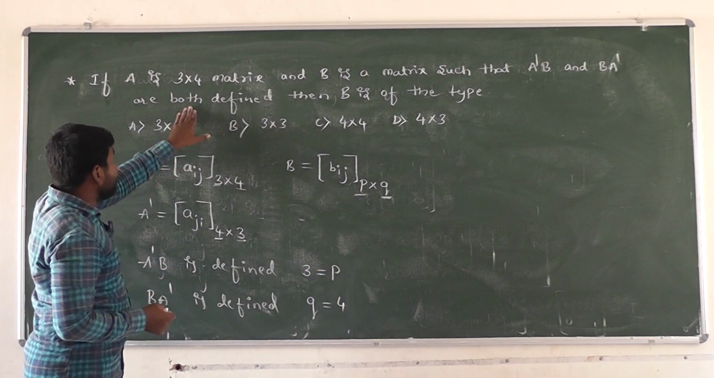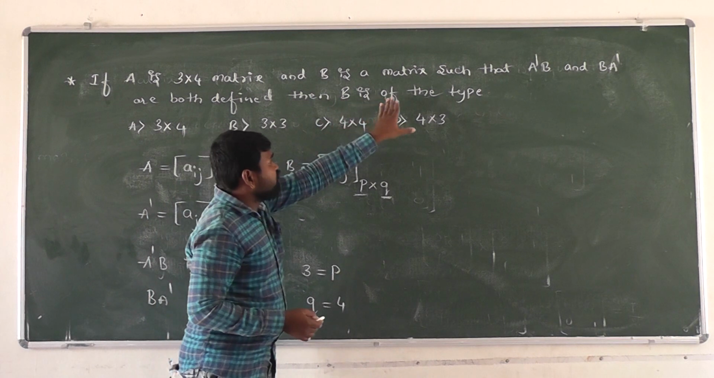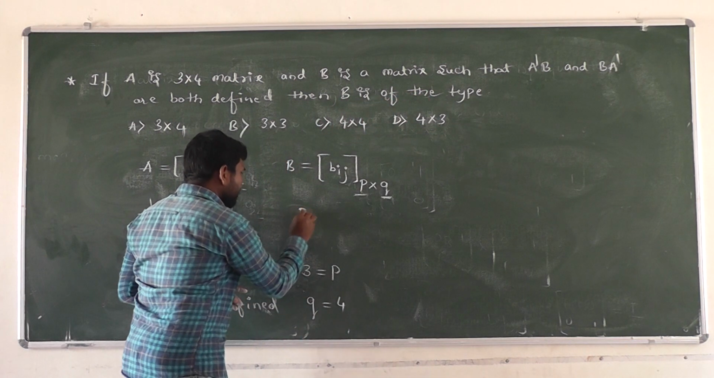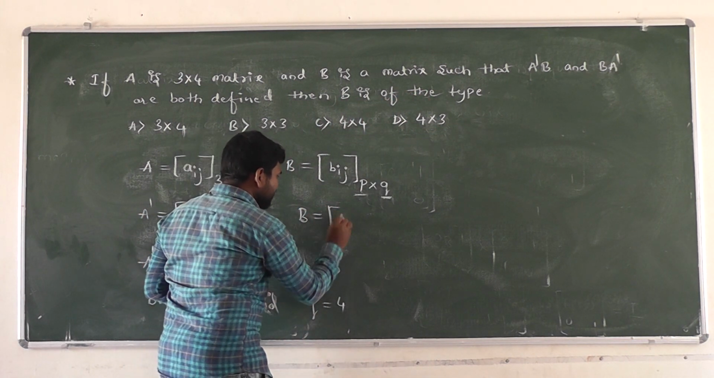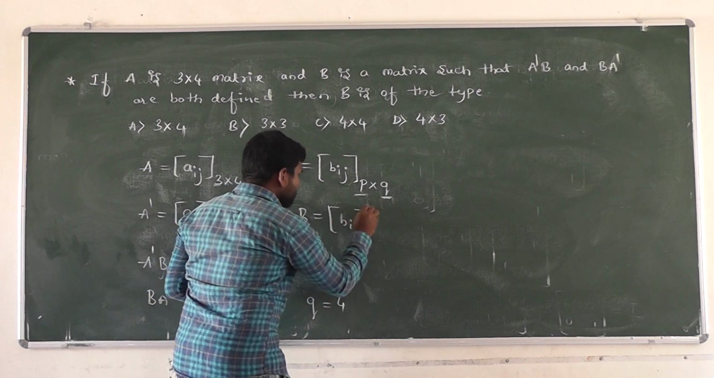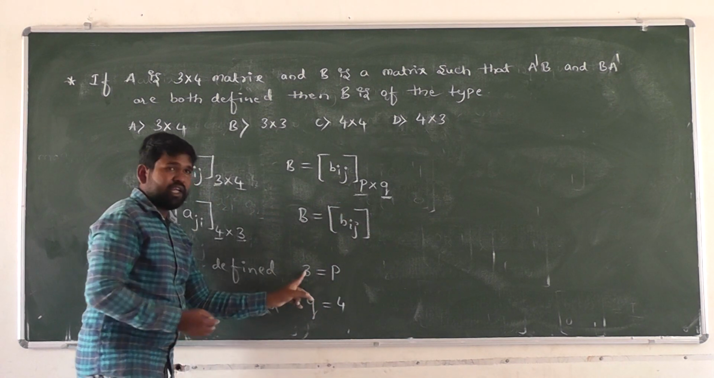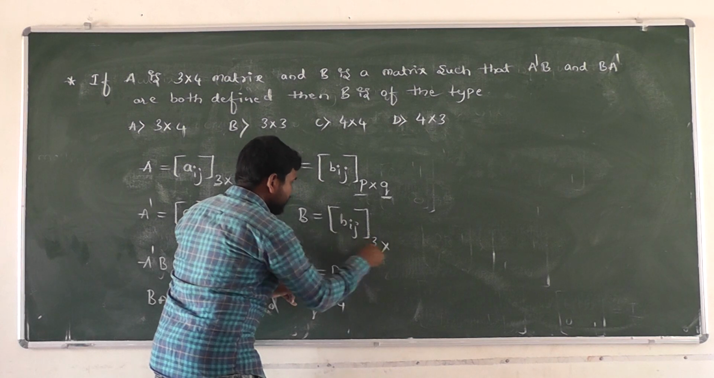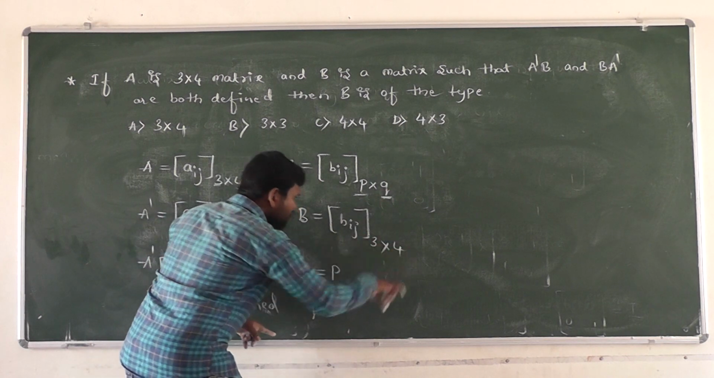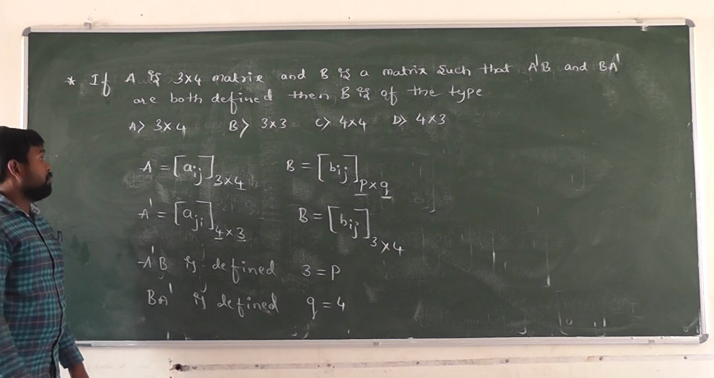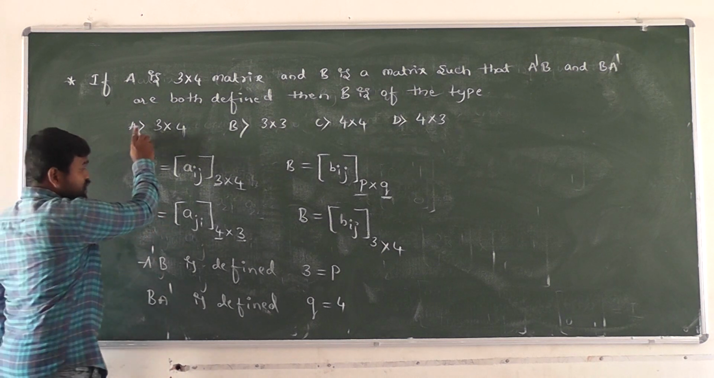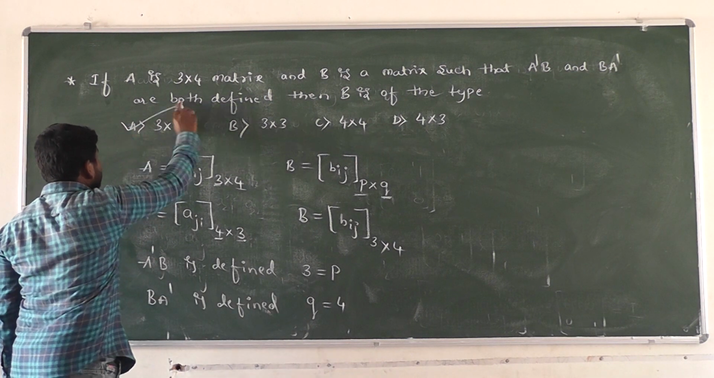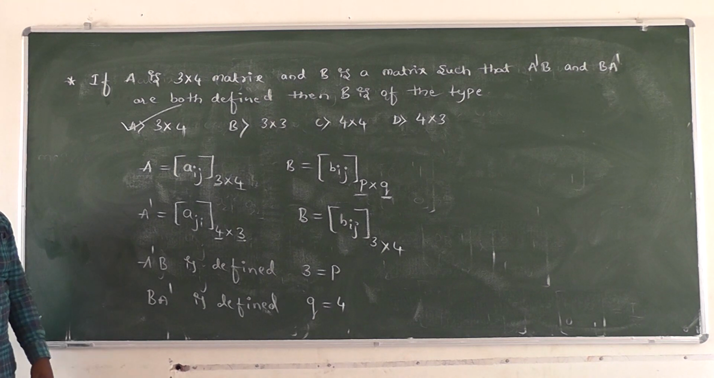Then what are we asking here? Define. Then B is of the type. What is the order of the B matrix here? Then P equals what here? 3. Cross. What is Q here? 4. So the order is 3 cross 4. Then what is the order of the B matrix here? 3 cross 4. Which one is the correct option here? A is the option. Right?